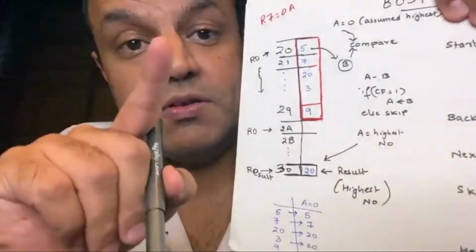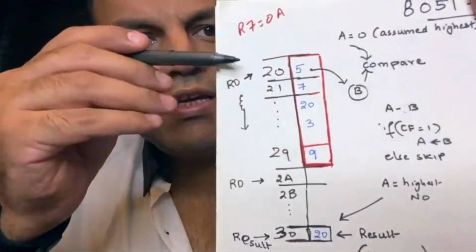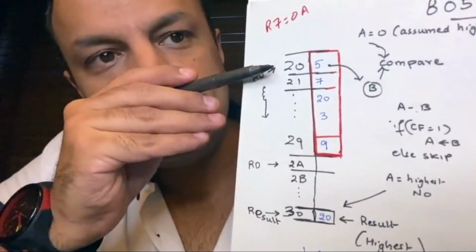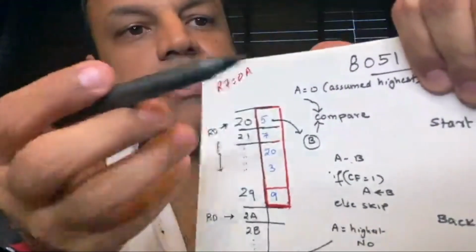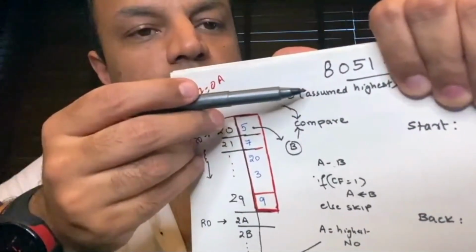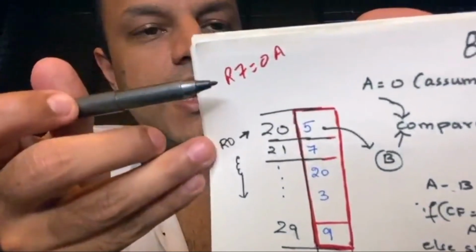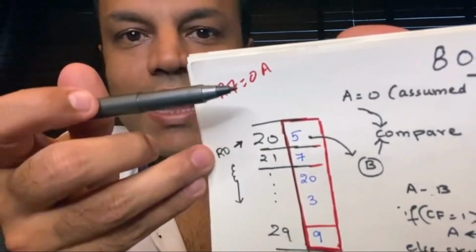Initialize, last time I'm giving the logic, then I'll write the program. Initialize R0 with the value 20. So R0 is pointing to your source, your first number. Initialize A with the value 0, assumed to be the highest number. And initialize R7 with your count of 10. Tell me, are these three clear?